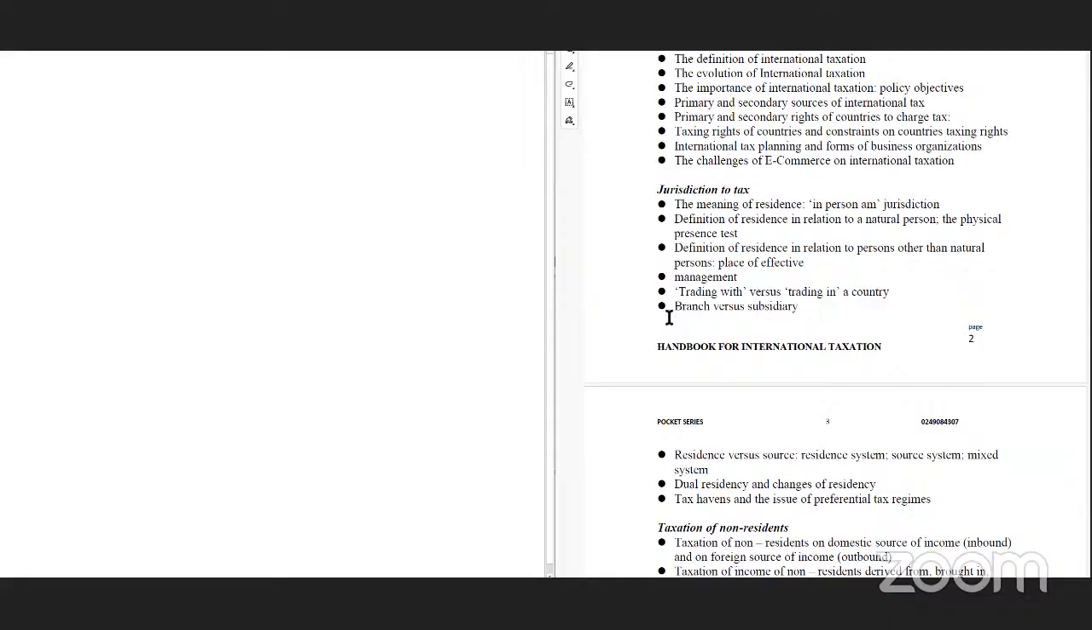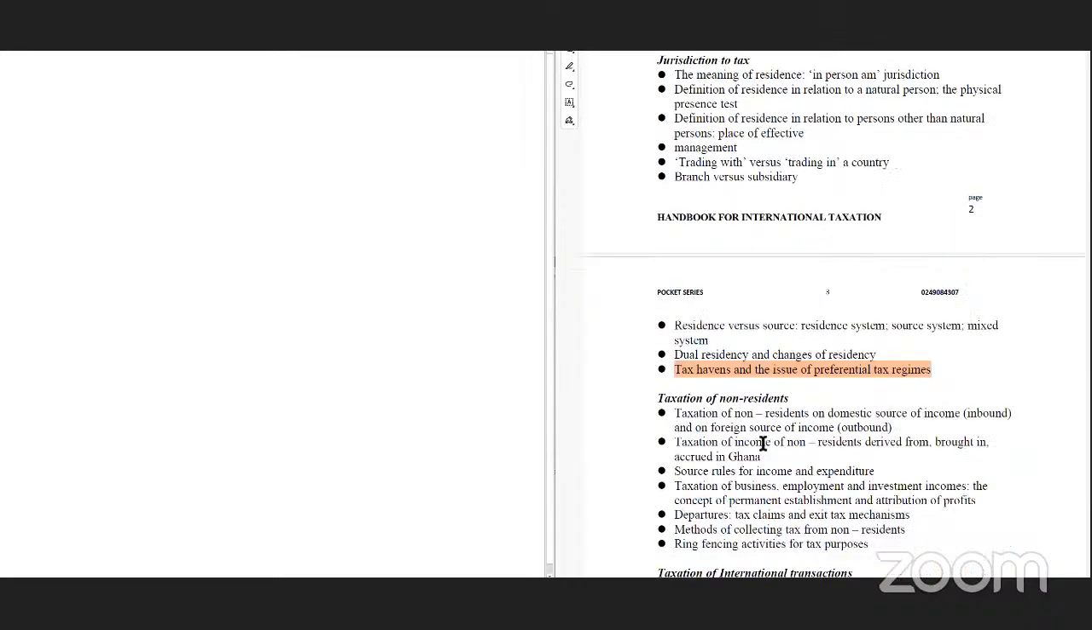Then we look at residence in respect of persons other than natural persons, which is companies, right? And other entities. Then we look at trading in a country versus trading with a country. We look at how to deal with branches and subsidiaries, residence versus source principle, dual residency and changes of residency, tax havens, and the issue of preferential tax regimes. This area, in simple terms, we can call anti-avoidance provisions, right? And this is also a big area. Okay, so your syllabus is very broad, but if you look at it like this, it looks complex. I will simplify it for you after we look at this, right?